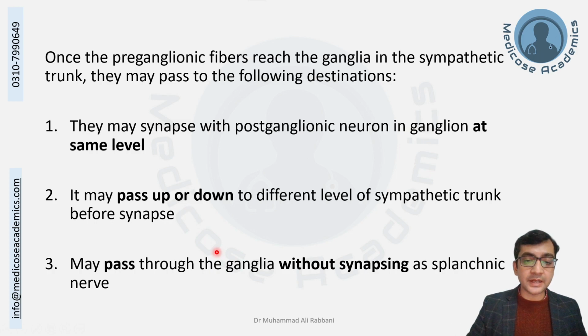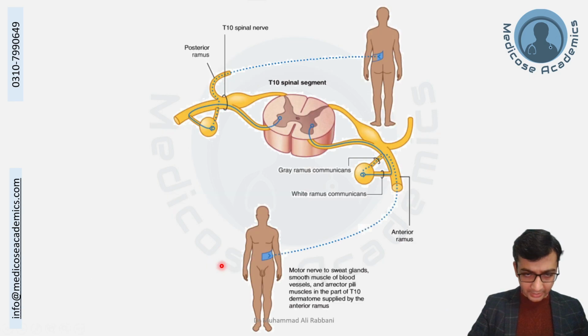And the third option is that it enters the sympathetic chain through the route that we mentioned previously, and it does not synapse. Without synapsing, it exits as a white ramus, as an unmyelinated fiber. So that is the third. Let me show you by picture.